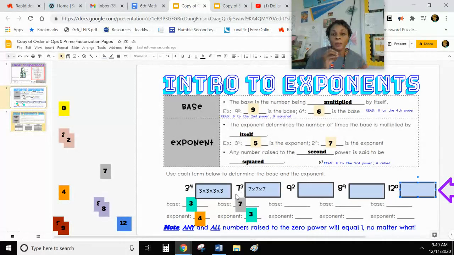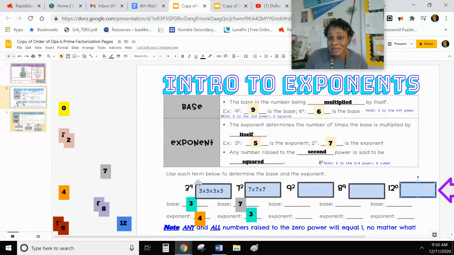Exponents are multiplication, okay? Multiplication. It is not addition. A lot of times kids will add and you will get your answers wrong. Please do not multiply the base times the exponent. If you multiply the base times the exponent, you will be wrong probably 80–90% of the time. 3 raised to the 4th power is not 3 times 4.